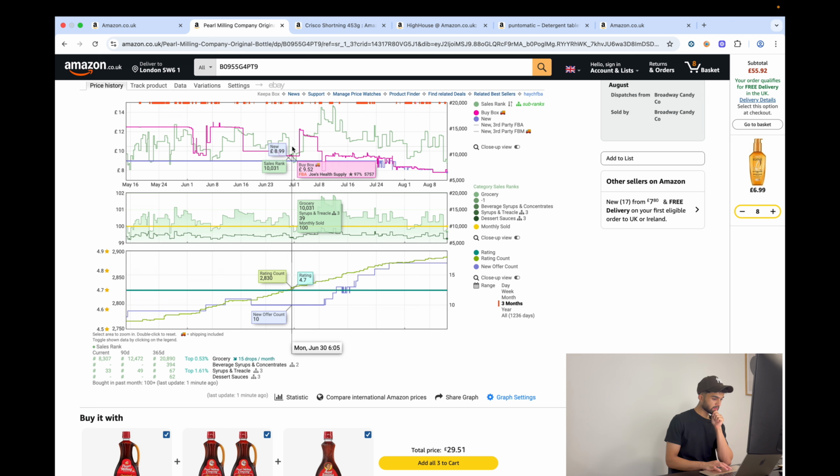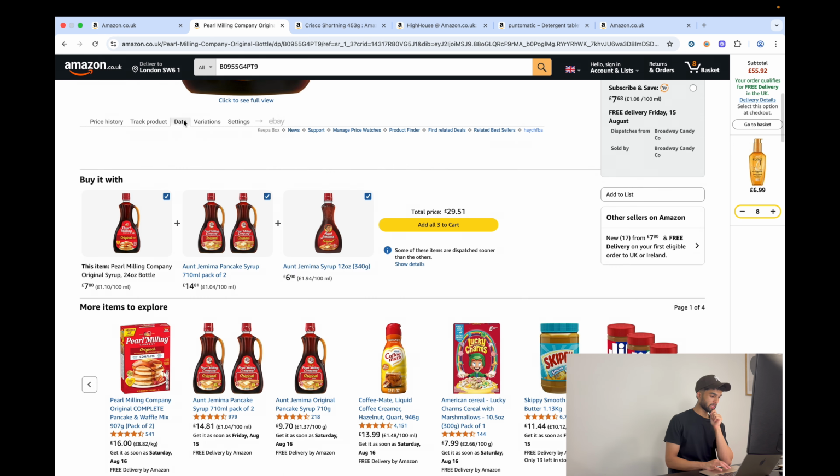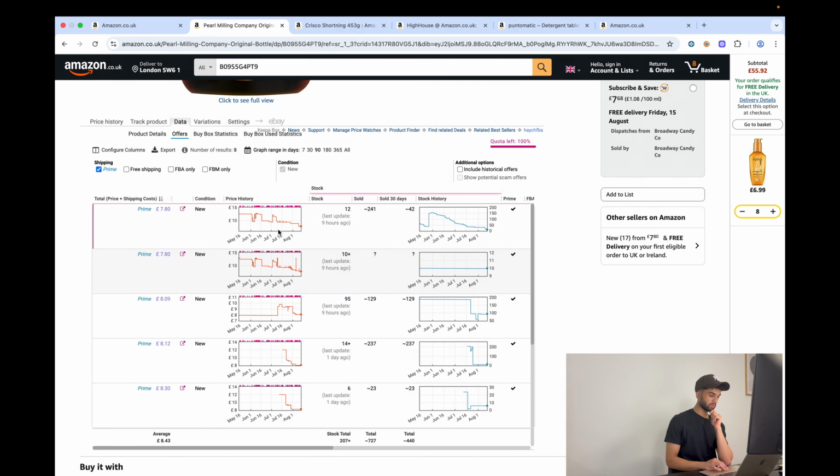So we can literally go in and analyze it to a T by utilizing the price history and seeing how competitors reprice and who's causing the drops in pricing. So that's gone from £9 to £7.80. So when did that change?